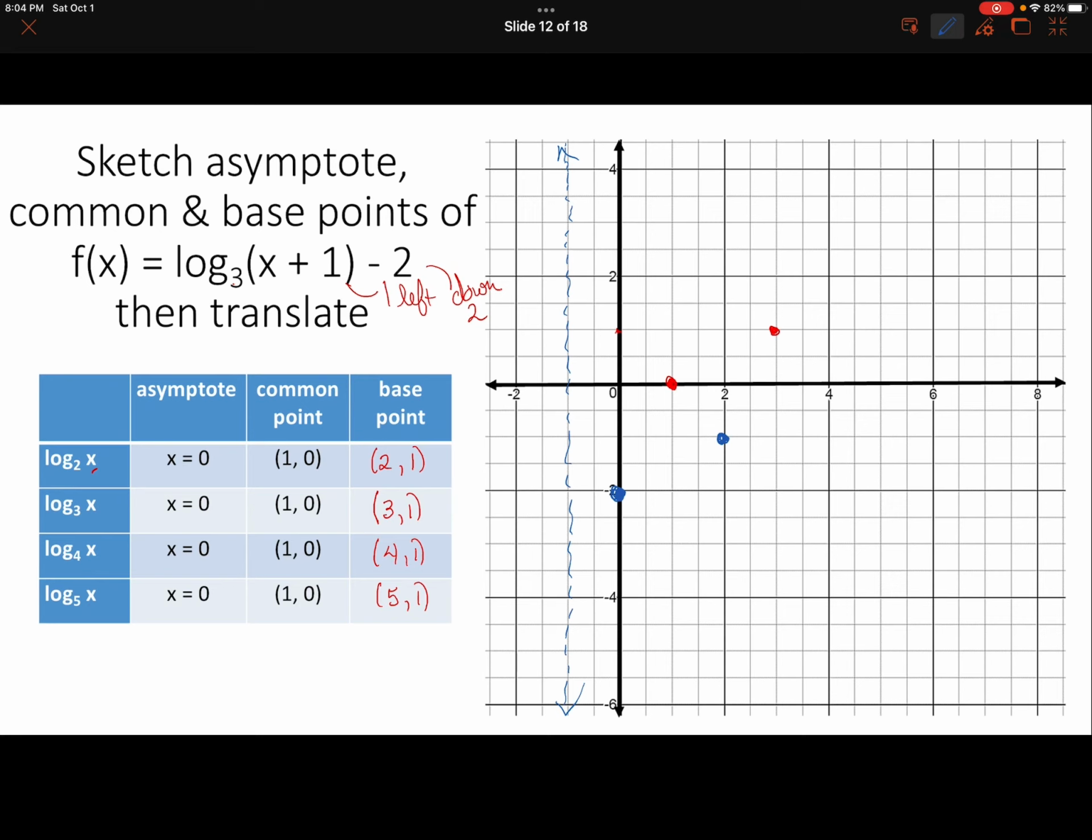And because this is a nice number like 3, and we're moving it to the left, when we are 9 over, we would have been 2 up. 3 squared is 9. And so when we're moving left 1, down 2, we'll be at 8, 0. So we can get more than 2 points in an asymptote on this one because we do have space. But 2 points, common point, base point, and the asymptote is sufficient.